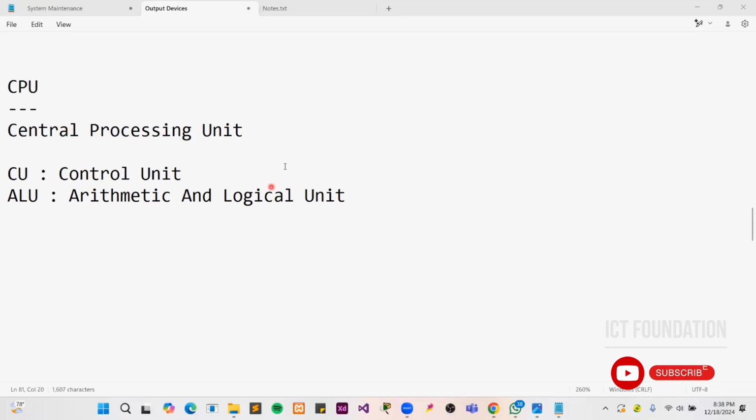Then what about the logical unit? The logical unit handles comparisons: greater than, less than, equal or not equal, greater than or equal, less than or equal. These kinds of logical operations, and, or, not, are also considered under the ALU. So the ALU and CU are the two major hardware components within the CPU, and we also have registers.